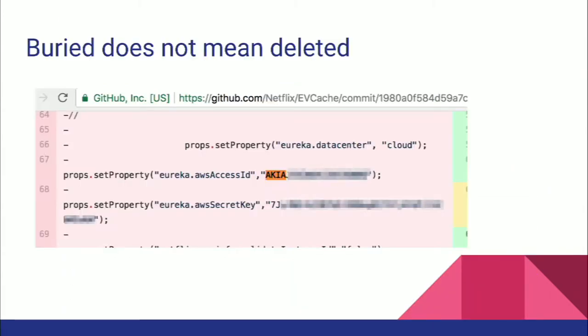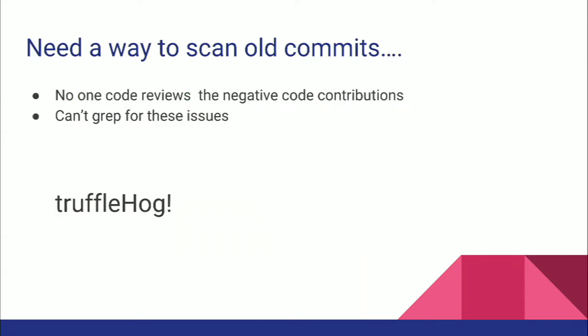So here's an example that Netflix gave me permission to show. Again, it's just the same thing. They pushed over the top of this credential. It was buried. It's no longer live, but you can still access the non-live one on Netflix's public GitHub. Somebody just committed an AWS credential. And so basically, we need some way to scan these old commits. Nobody wants to go through and read all the old commits just to look for this one class of vulnerability. So that's really the reason why I made TruffleHog.